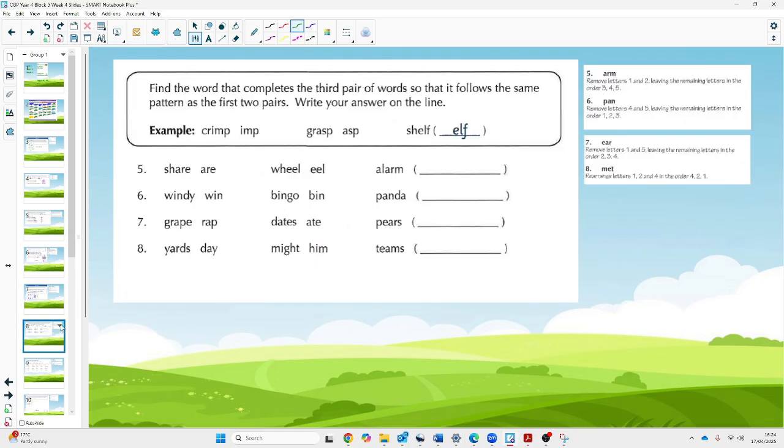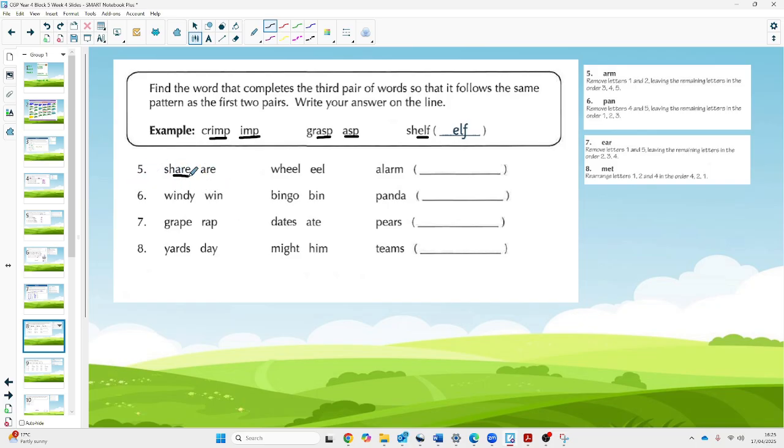The next set of questions is all about finding the word that completes a third pair of words so that it follows the same pattern as the first two pairs. Write your answer on the line. So here you'll notice we've got the word imp, and it's taken from the last three letters. And then we've got grasp, and we've taken the last asp as the last three letters there. So we're going to take the last three letters of shelf, ELF, for elf. So it's all about understanding the pattern.